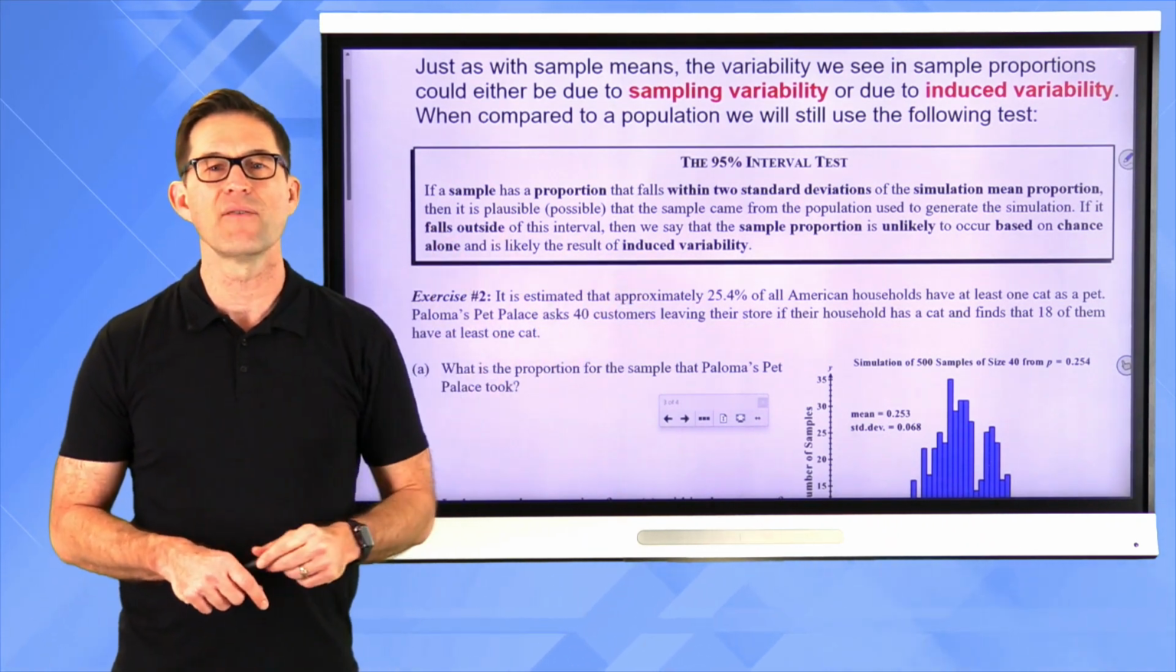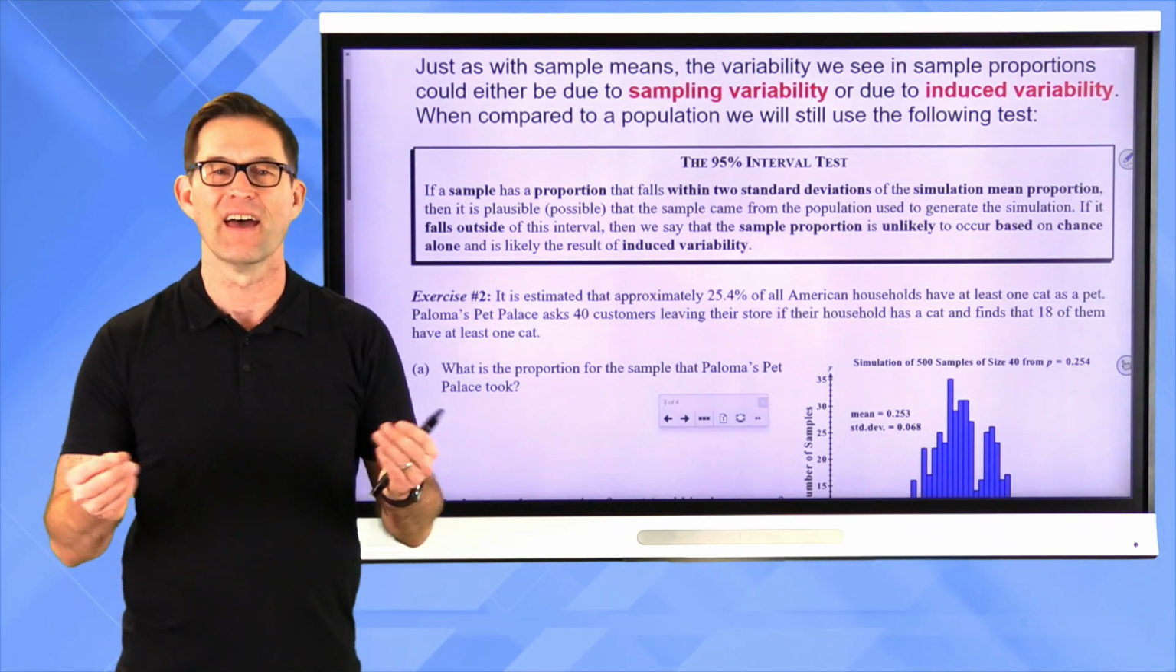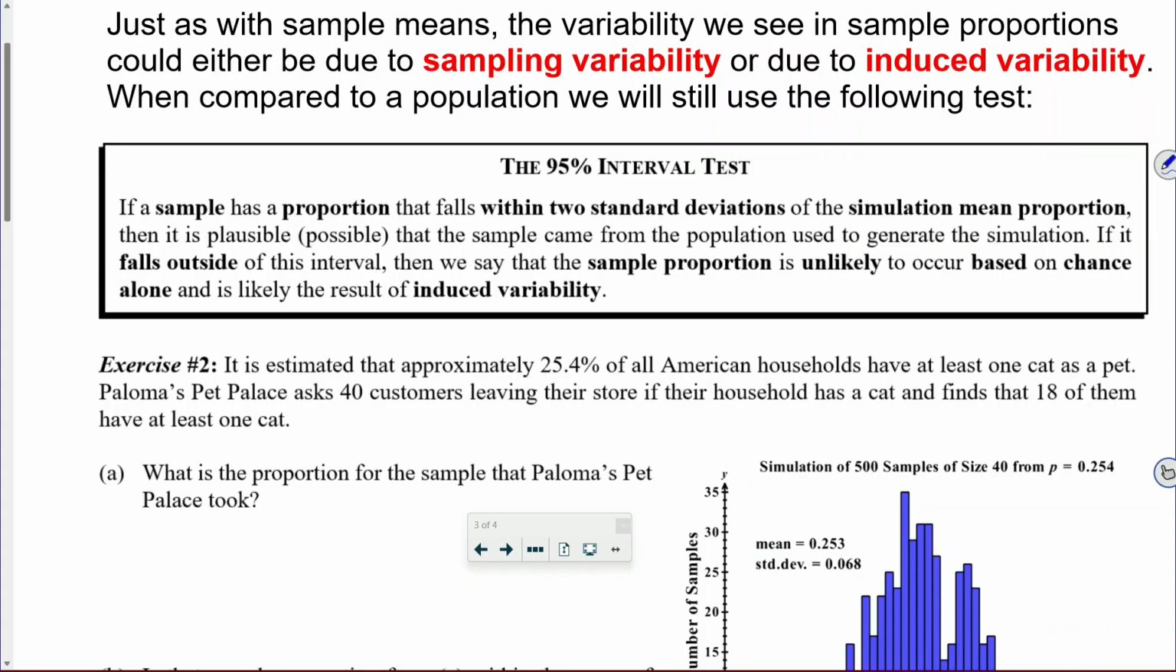Let's take a look at our 95% interval test again. If a sample has a proportion that falls within 2 standard deviations of the simulation mean proportion, then it is plausible, i.e. possible, that the sample came from the population used to generate the simulation. If it falls outside of this interval, then we would say that the sample proportion is unlikely to occur based on chance alone, and it is likely the result of induced variability.